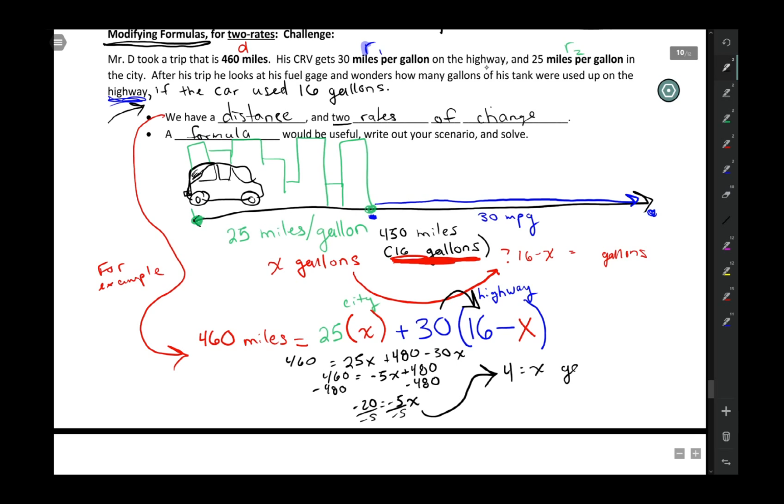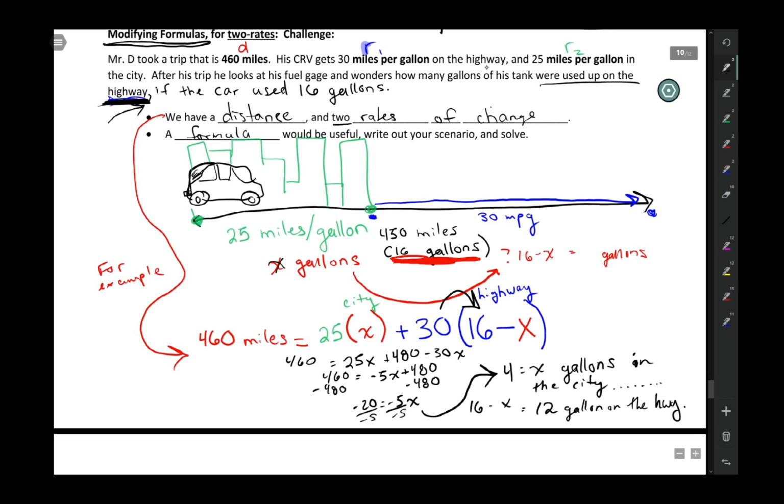Now that's gallons in the city, because that was our first, x. Well, if I used 4 gallons in the city, our question asks how many gallons of tank were used up on the highway. 16 minus x is the highway, so I used up 12 gallons on the highway.